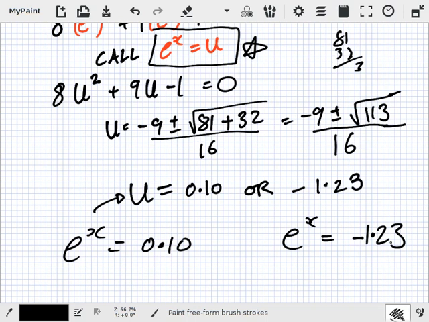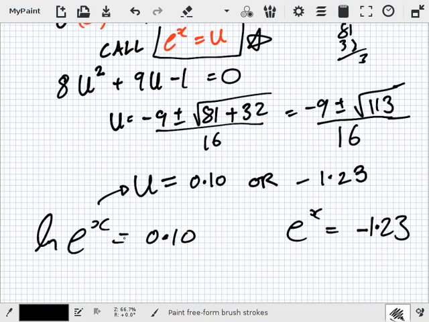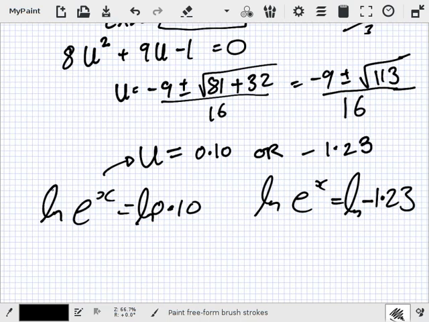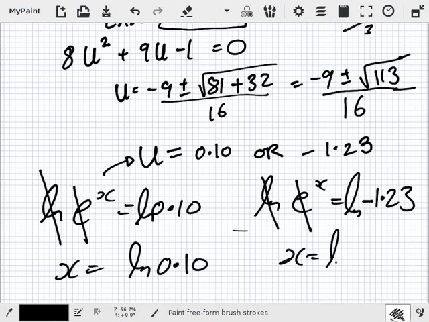Does that make sense for you guys? Mariam, are you sure? I don't want e^x, I want x. So, how do we cancel e? With a log, yeah. So we'll put a log here and a log here. Logs and e's cancel, so that one cancels that one, and that one cancels that one. So you're left with x equals log 0.10, and x equals log minus 1.23.